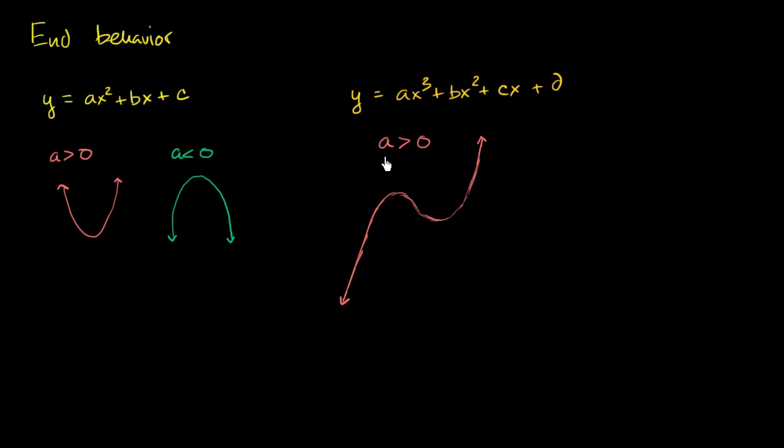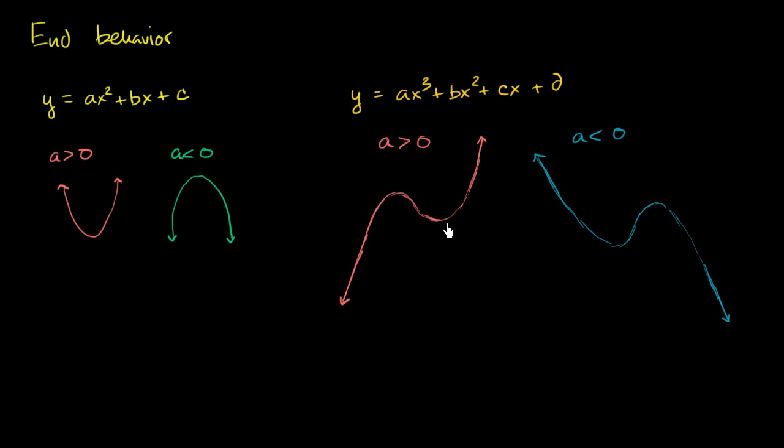So it might look something like this when a is greater than 0. But what about when a is less than 0? Well then, just like here, we would flip it. So let me write this. If a is less than 0, when x is really negative, you're going to multiply that times a negative a, and you're going to get a positive value. So it's going to look something like this. And then it's going to go like this. It might do a little bit of this type of business in between, but then its end behavior, it starts decreasing again.